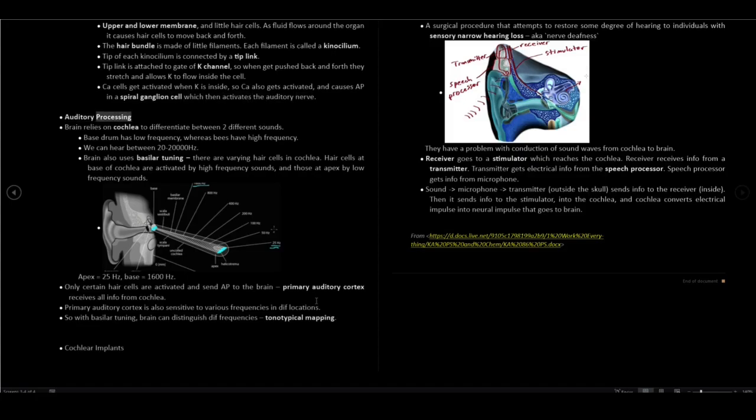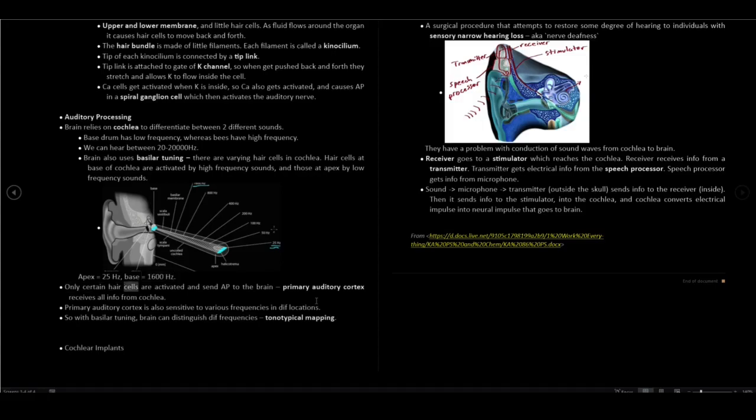Auditory processing. The brain relies on the cochlea to differentiate between two different sounds. A bass drum has low frequency, whereas bees have high frequency. We can hear between 20 and 20,000 Hz. The brain also uses basilar tuning. There are varying hair cells in the cochlea. Hair cells at the base of the cochlea are activated by high-frequency sounds, and those at the apex by low-frequency sounds. Apex equals 25 Hz, base equals 1600 Hz.